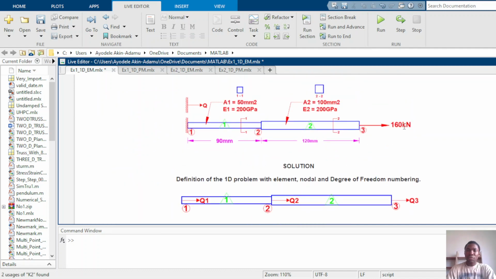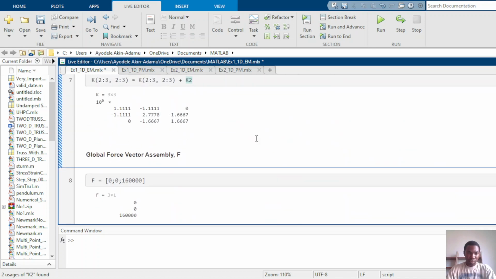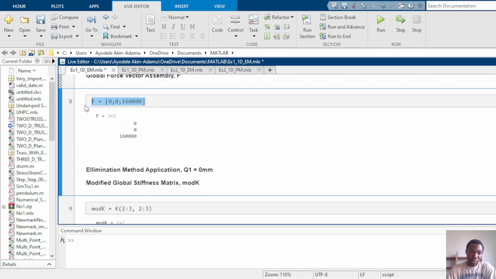And since we only have 160 kilonewton force applied at node 3, and at node 1 and node 2 there is no force, it means that at 1 and 2, I define it as 0, and at 3 I define it as 160 Newton force, positive 160 Newton force. So this is how you write it on MATLAB.